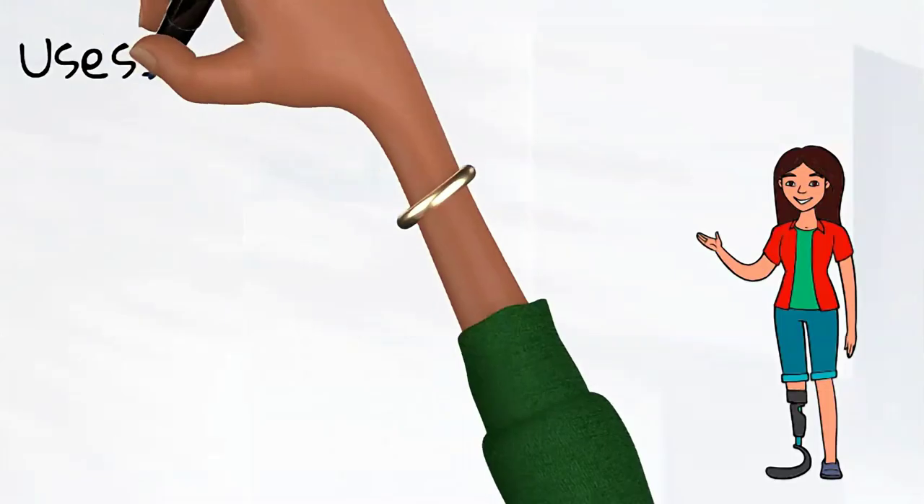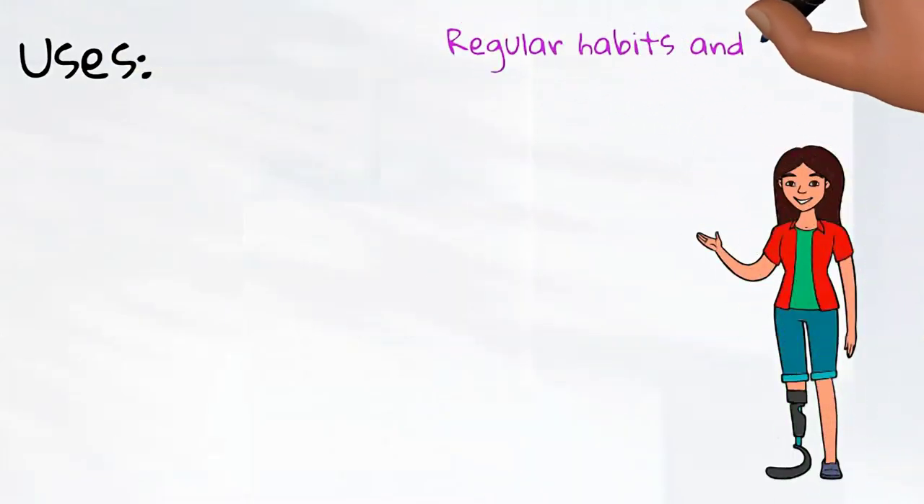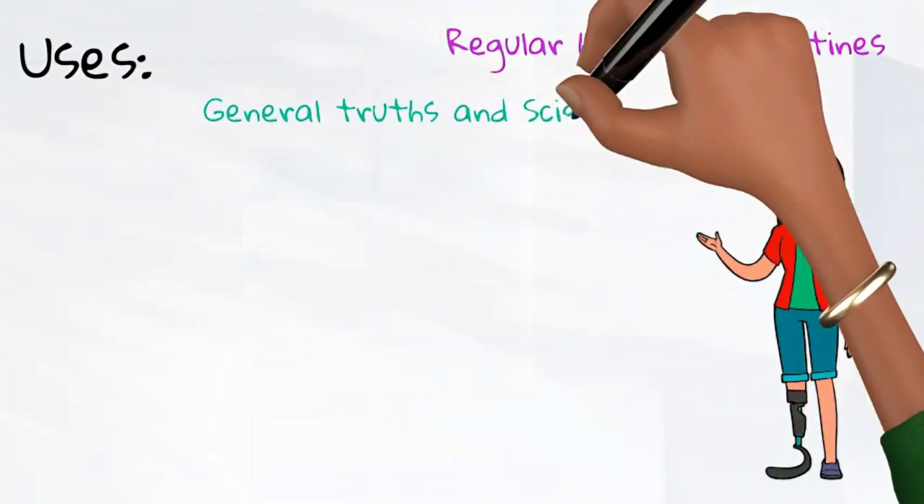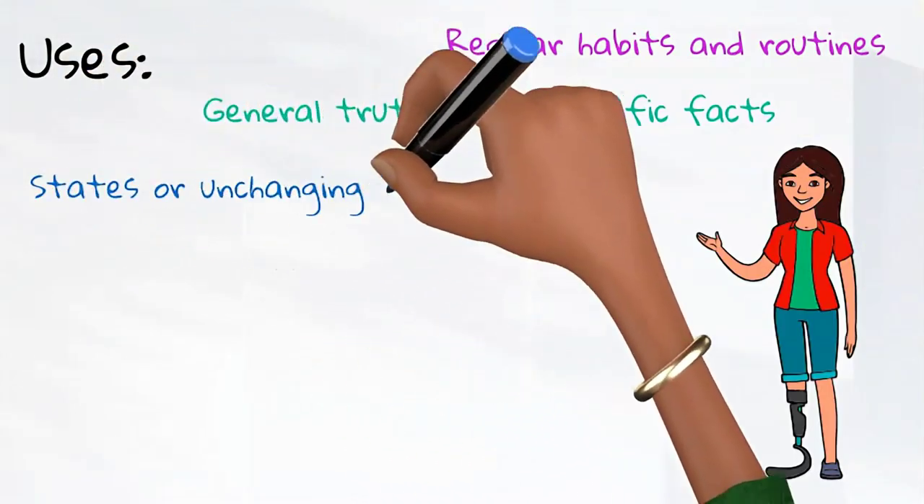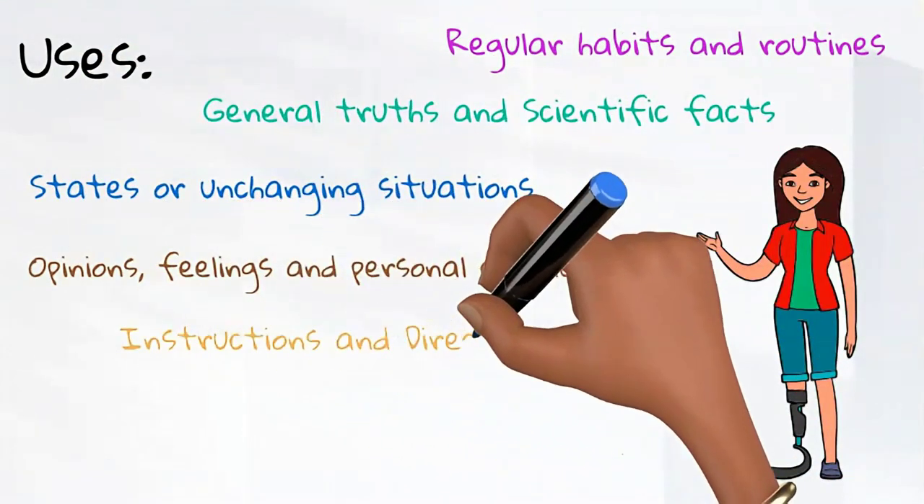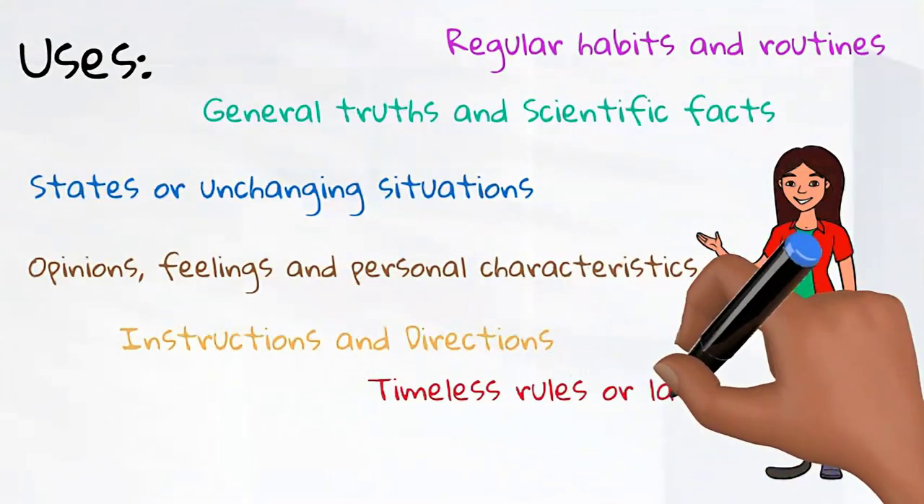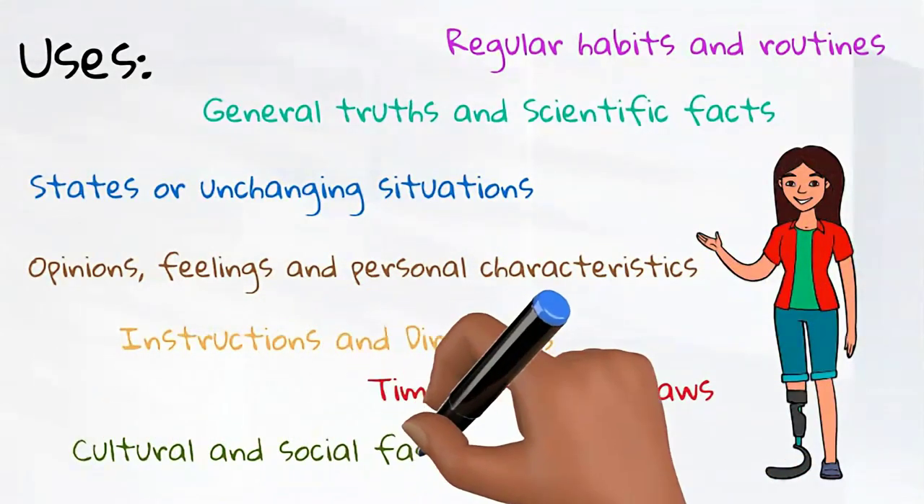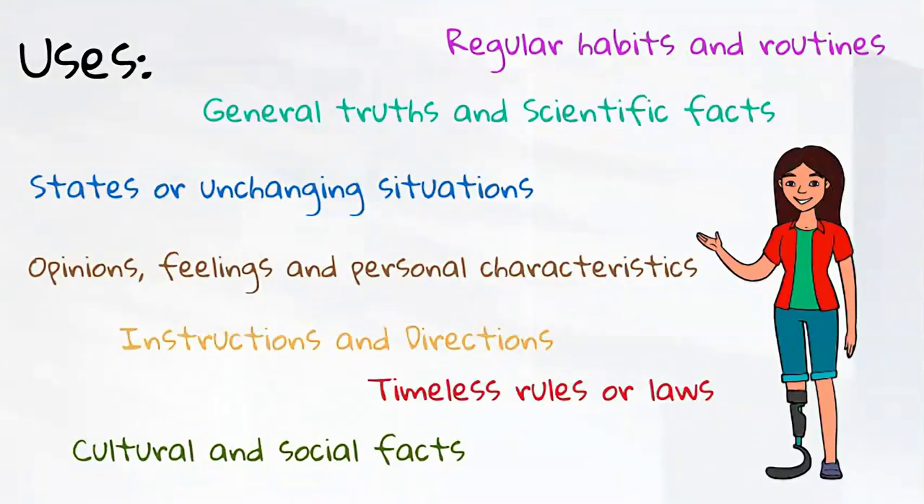And now, what about the uses? Why do we use it? Well, we use it to talk about regular habits and routines, and unchanging situations. General truths and feelings, scientific facts, instructions. States or unchanging situations, opinions, feelings, and cultural and social facts. Instructions and directions, timeless rules or laws, and we're going to have a look at social facts.